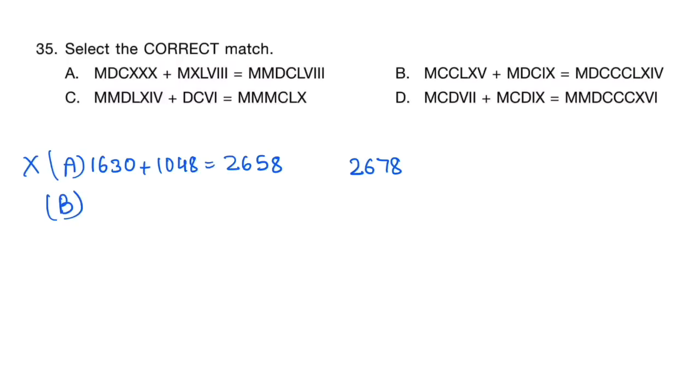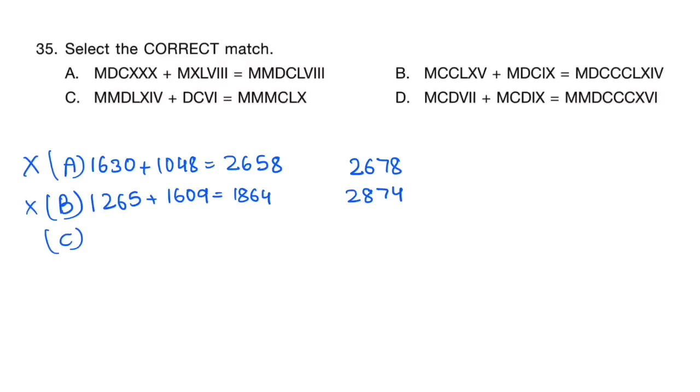Option B, 1265 plus 1609 is equal to 1864. This is also incorrect because the sum is 2874. So B is incorrect.